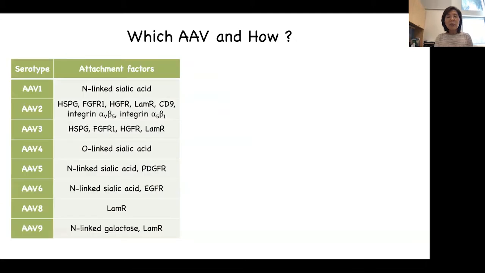Back again. So which AAV and how are we going to do it? There are many more AAVs, but these AAV 1 through 9 are the most frequently used. And what's listed here are the attachment factors.